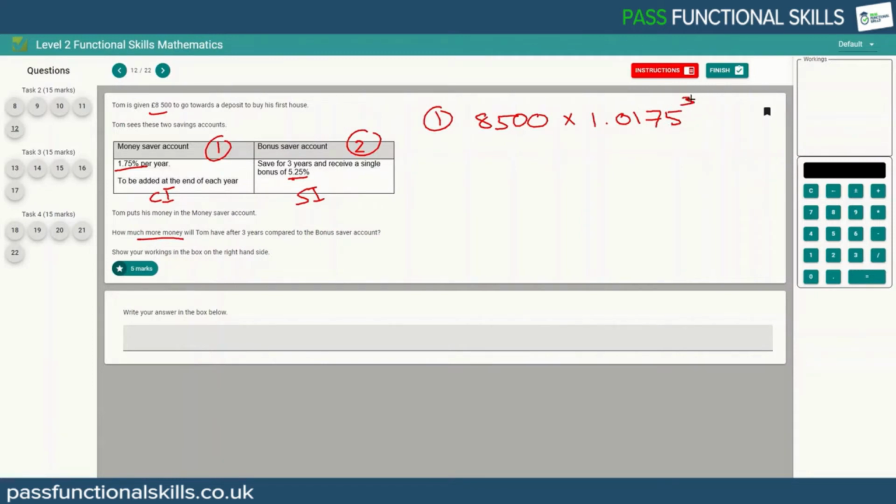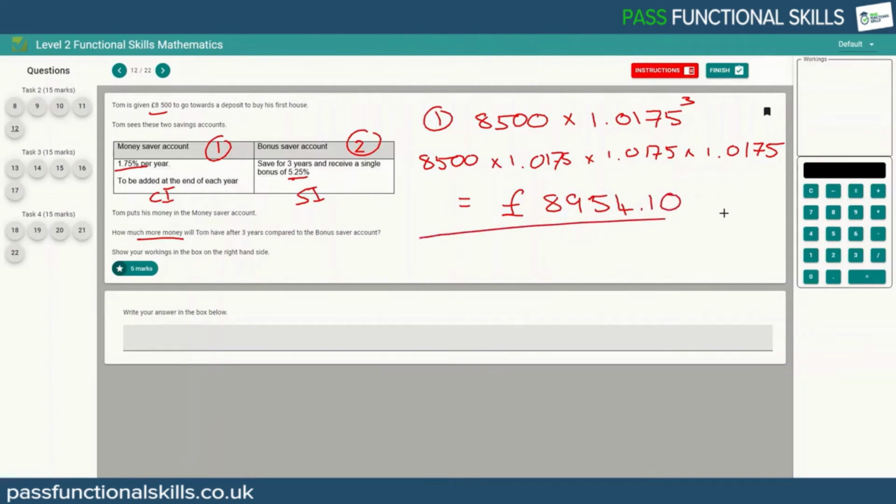Equivalently, we can write that as 8,500 times 1.0175 cubed, which is exactly the same as writing out 8,500 times 1.0175 times 1.0175 times 1.0175. These two are exactly the same calculation. This is just written in a more shorthand way. So plugging either one of these into the calculator will get you a value of £8,954.10. So that will be the value after 3 years, the total value of the account for the money saver account option.